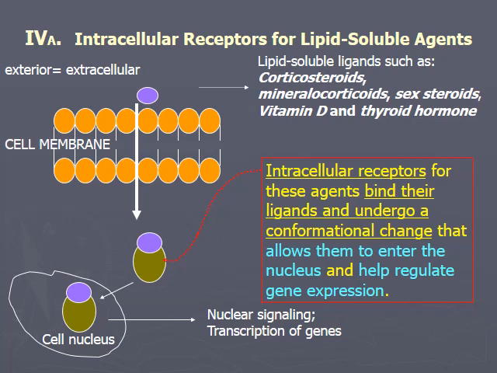Glucocorticoids, like cortisol, do this. Mineralocorticoids, like aldosterone, do this. Sex hormones, like estrogen and testosterone, do this. Vitamin D does this. Vitamin A does this. Thyroid hormone does this. This is a very conserved type of approach. Drug coming in, diffusing through the membrane, binding to a receptor, ending up affecting gene transcription.